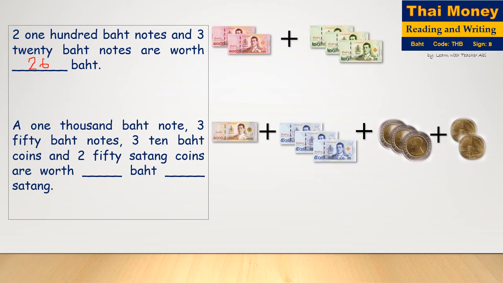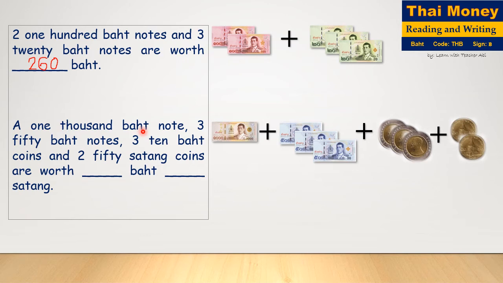260 baht. By the way, since I wrote baht here, you don't need to write the symbol anymore. You don't need to write the sign B and the vertical line. You don't need to write that anymore because I wrote baht here. Great. Next, let's read the second one.